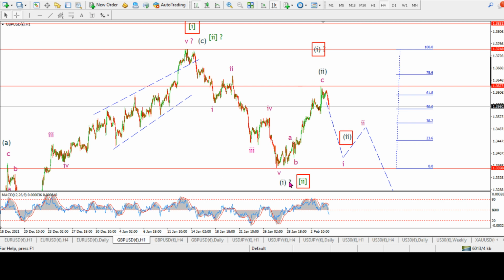You can see the alternate count here is basically an inversion of what the main count is. The inversion allows for a rally up into that 5th wave as shown.